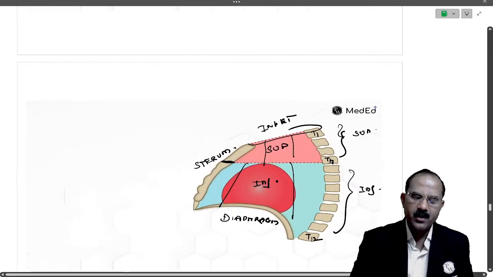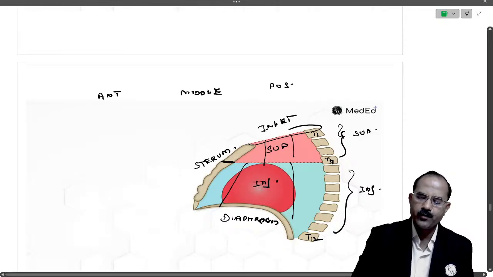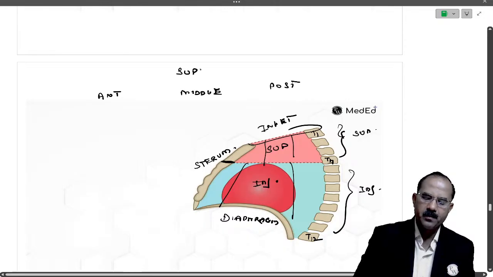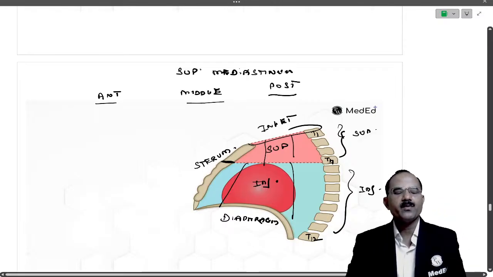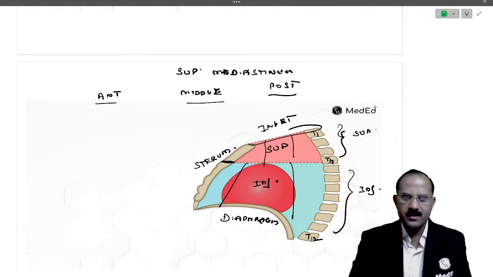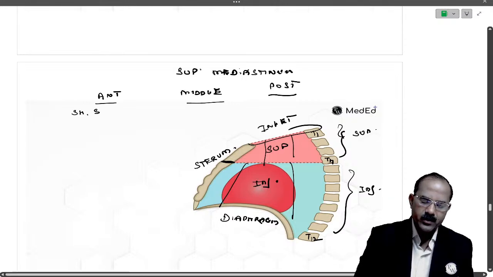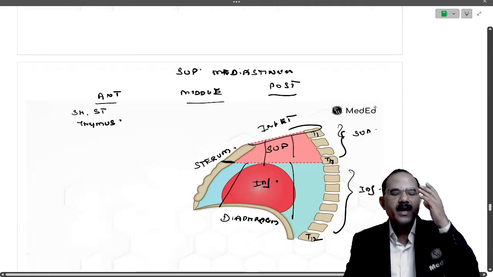The contents of the superior mediastinum follow: anterior part, middle part, and posterior part. If you can answer this, you get a short note on the superior mediastinum. Anterior part: what do you get? You get the muscles sternohyoid, sternothyroid, and the thymus.